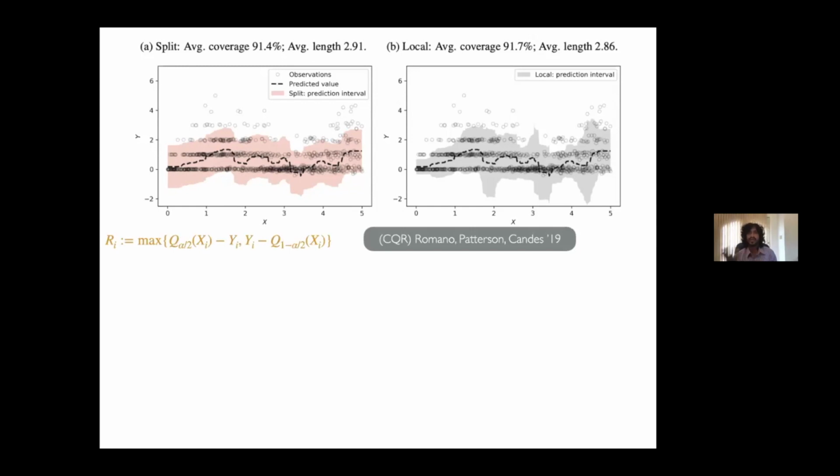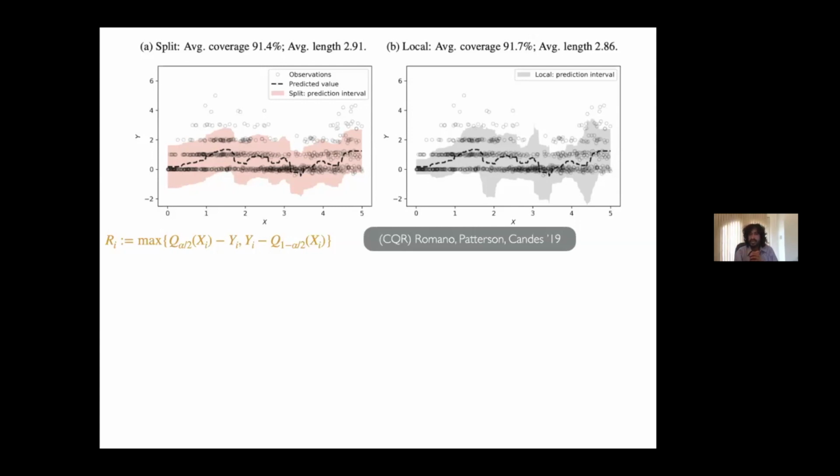Conformal quantile regression. And so I would say that their main contribution or their main observation is, if we're going after a prediction interval, why are we first trying to estimate the mean and then estimate the quantiles? Why don't we directly estimate the quantiles and correct them using conformal regression? So essentially that's what they did in this paper.